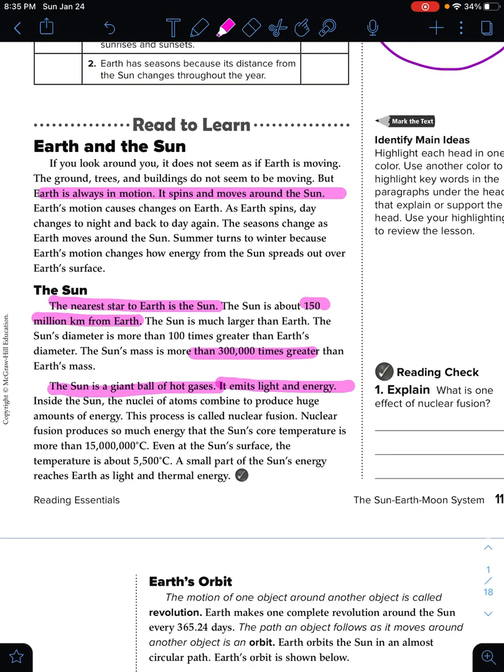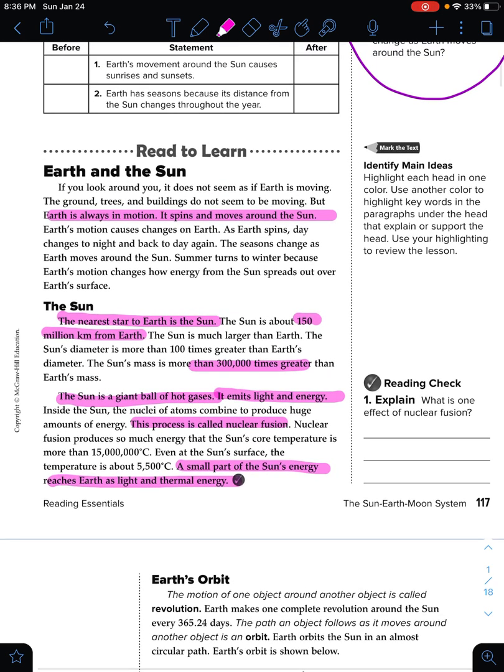Inside the sun, the nuclei of atoms combine to produce huge amounts of energy. This process is called nuclear fusion. Nuclear fusion produces so much energy that the sun's core temperature is more than 15 million degrees Celsius. Now we want to remember that 100 degrees Celsius is boiling, and that's really hot, isn't it? So can you imagine what 15 million degrees Celsius is? Even at the sun's surface, the temperature is about 5,500 degrees Celsius. A small part of the sun's energy reaches Earth as light and thermal energy.